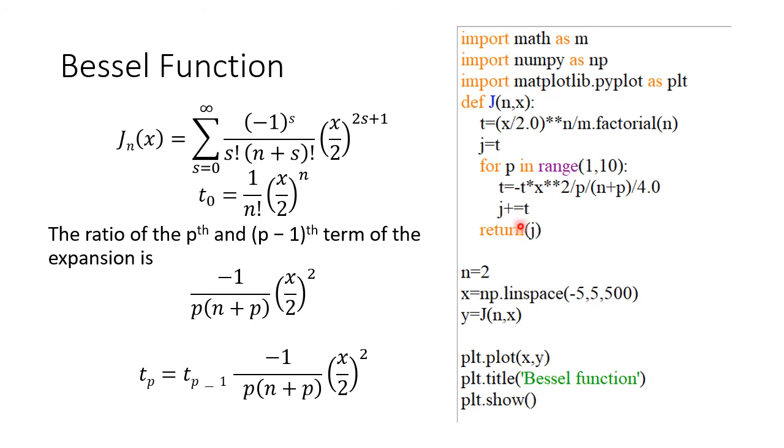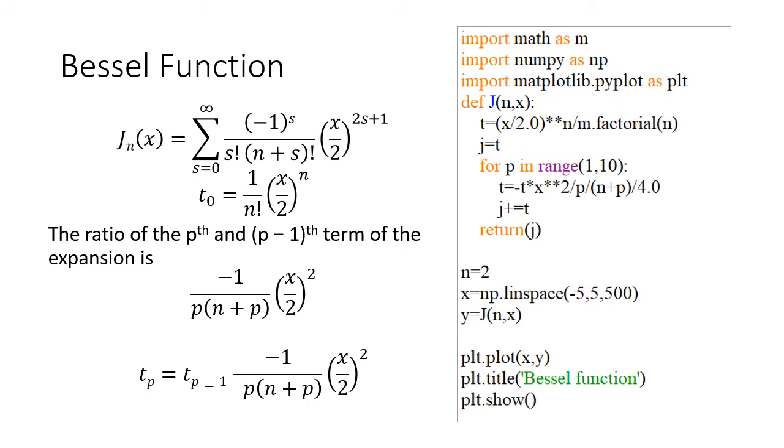Okay, and that way you can calculate the next term. So the term is added to j, so j is equal to j plus t. So this is a shorthand for that. Let me use pen, we'll write that here.